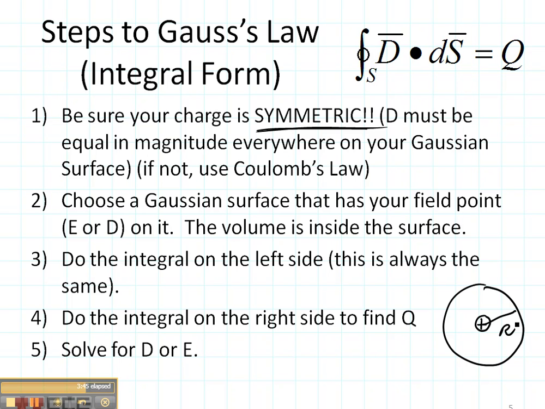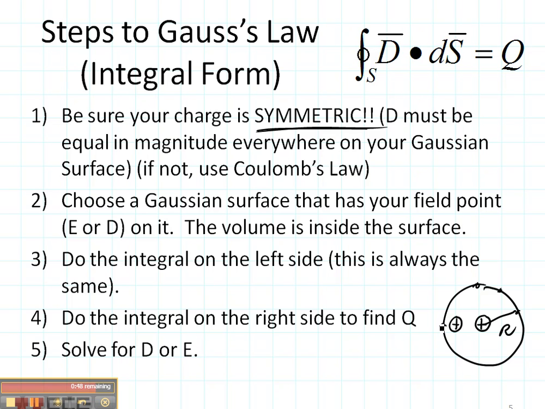The magnitude of the electric flux would be equal here, and here, and here, and every place else on this sphere. This is a case where our charge distribution is symmetric. If it wasn't, for instance, if we had two charges like this, we can see that the electric flux density would be stronger over here next to the second charge. In that case, we would need to use Coulomb's law instead of Gauss's law for the electric field.